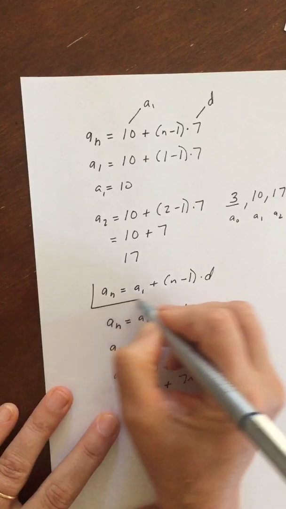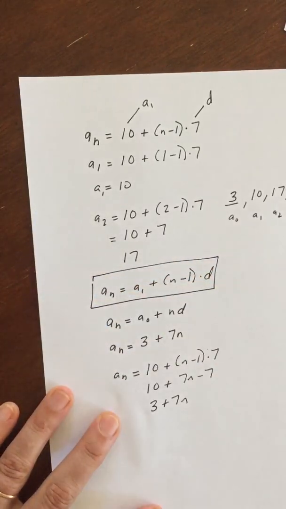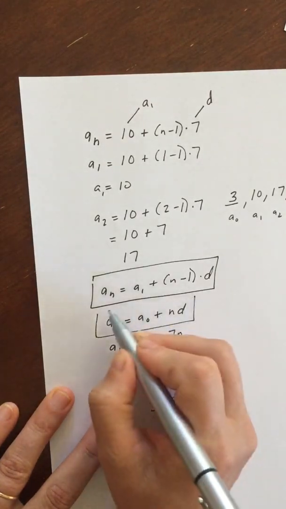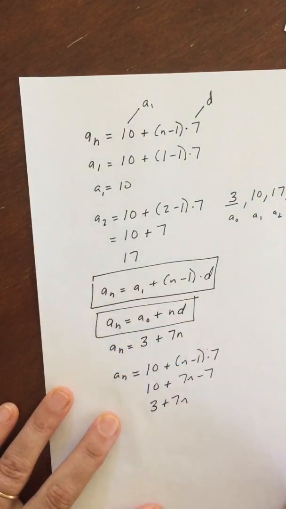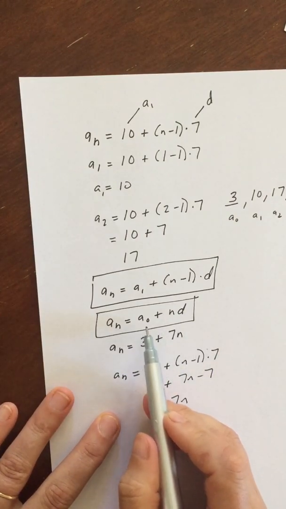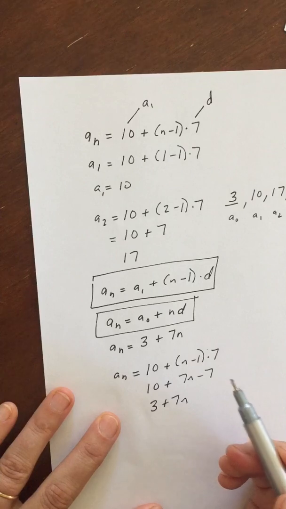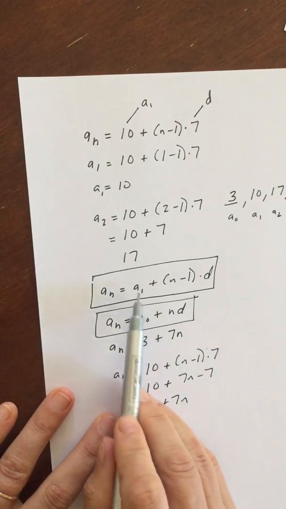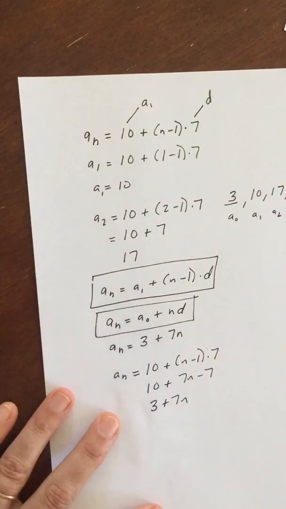So again, either formula will work, and hopefully you understand how that all gets set up. An alternative formula that you can use if you don't like using the first term is to use the 0 term. It makes a simpler formula, and it maps onto the y equals mx plus b that you already know. So either of these formulas are fine to use. Just be sure in this one you use the first term, and in that one you use the 0 term.